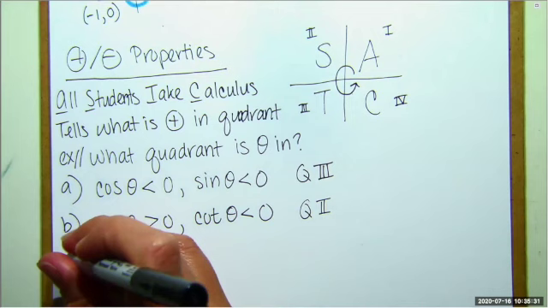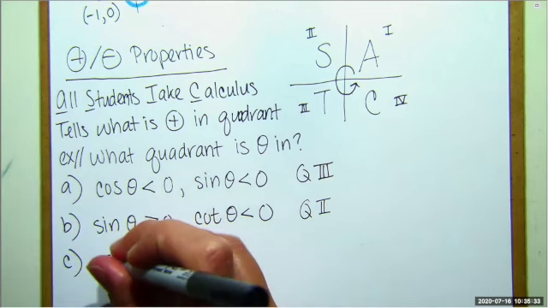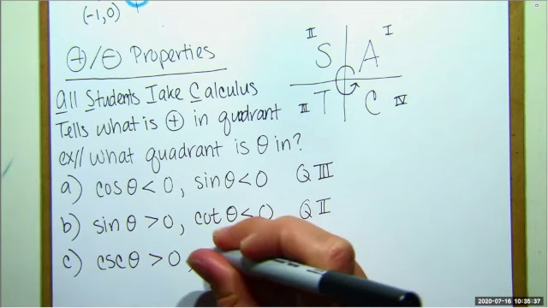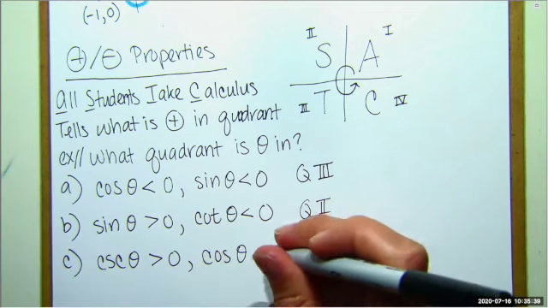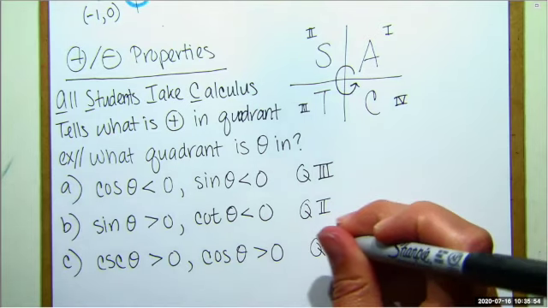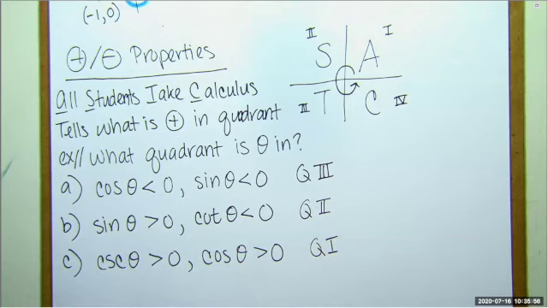Okay, let's do one more. How about where cosecant is positive and cosine is positive? Take a second to think about this one. What do you guys think? What quadrant is theta in? 1, yeah. So anytime we have two different trig functions that are both positive, has to be in quadrant 1.